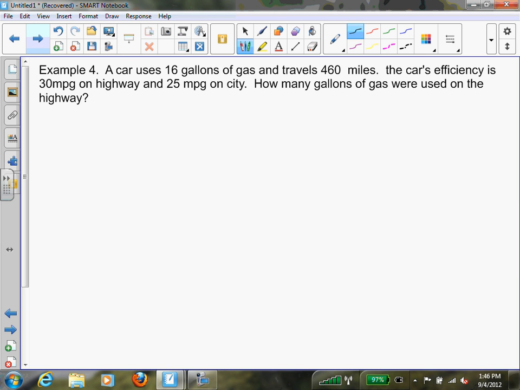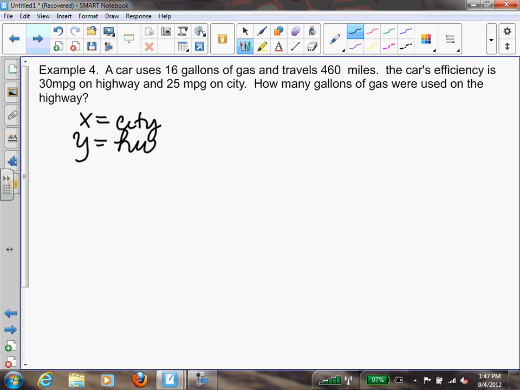Well, we are traveling how many miles? You don't know that, do you? Well, we're looking to see a car uses 16 gallons of gas and travels 460 miles, right? The car's efficiency is 30 miles per gallon on the highway and 25 on the city. All right, let's let X equal what? What are our two places that we can travel? The city or the highway. So let X be the, okay. And what will Y be?